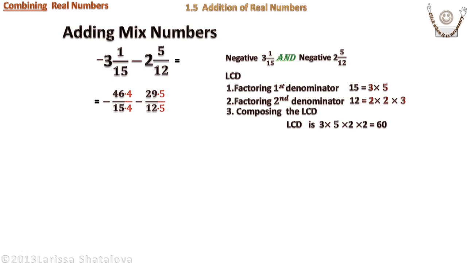Now let's work out the numerator. Negative 46 times 4 would be negative 184, and negative 29 times 5 would be negative 145. And we can combine the two negative numbers in the numerator, and the result would be negative 329 over 60. We can keep it, or we can convert it into a mixed number, which is negative 5 and 29 over 60.